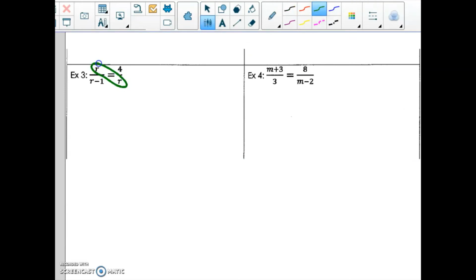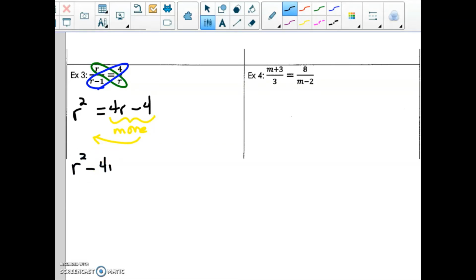Okay, cross multiplication is going to give us r squared equals 4r minus 4. Now, this being a quadratic, everything needs to be on the same side as the square. So we are going to move this stuff to the left. So this is going to become r squared minus 4r plus 4 equals 0. So we subtracted 4r to the left, and we added 4 to the left.